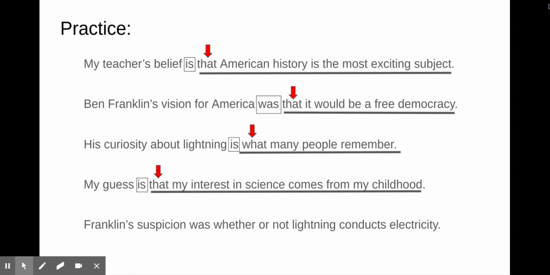Now, your last example. Franklin's suspicion was whether or not lightning conducts electricity. Where is your linking verb? If you said was, you are correct. Now, what is your introductory word? You should have said whether. And where do you go? All the way to the end. So it's whether or not lightning conducts electricity. What does that tell us? It tells us what Franklin's suspicion was. So you're renaming suspicion. I hope that helps.